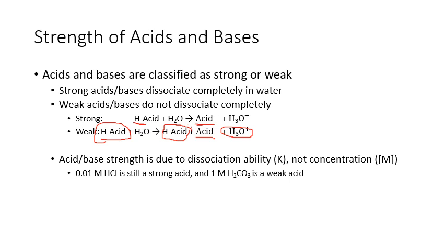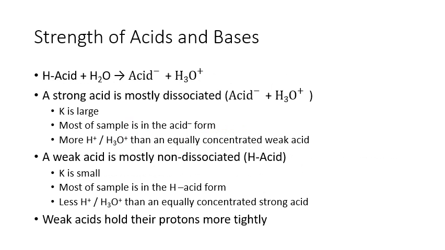But when we talk about an acid being strong or weak, we're talking about its ability to break apart. We're not talking about how concentrated it is. HCl is a strong acid no matter how concentrated it is. It could be 0.01 molar HCl. It's still a strong acid even though it's a very low concentration. And H2CO3 is still a weak acid even if it's really, really concentrated, because it's not the concentration that matters for whether or not an acid is strong or weak. It's the amount of dissociation, what's called the K factor, which we'll talk about in another second.